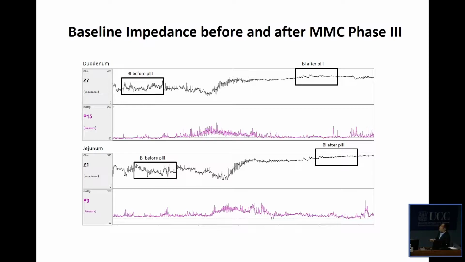This is an example of tracing combining pressure and impedance. This is a motility pattern of migrating motor complex phase 3 migrating from duodenum to jejunum. Baseline impedance before the passage of MMC Phase III was relatively lower in duodenum and jejunum. After the passage of MMC Phase III, baseline impedance increased in duodenum and also in jejunum.